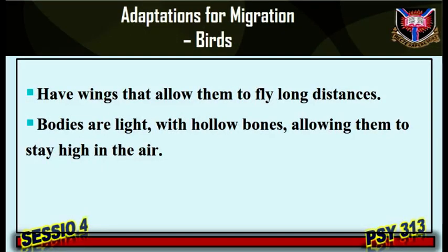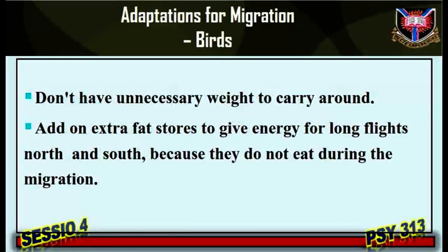Adaptations for migration. Migratory animals that travel long distances have special adaptations to help them get to their destinations. Birds, for instance, have wings that allow them to fly long distances. Their bodies are especially light. They have hollow bones, allowing them to stay high in the air, and they don't have unnecessary weight to carry around.